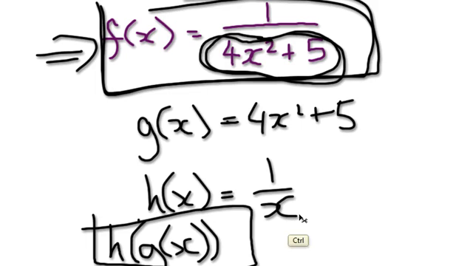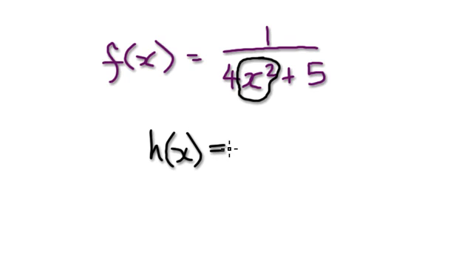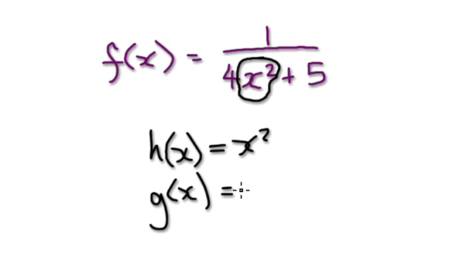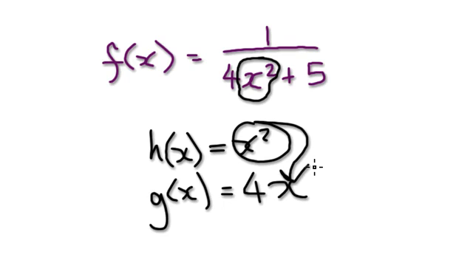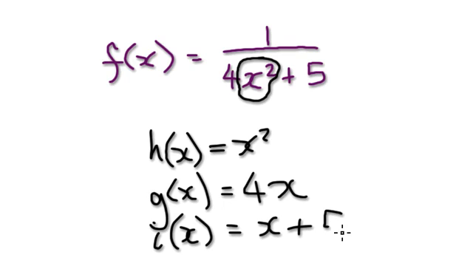Okay, there's not just one way of doing it. You could say that this here is a function. So you could say h of x equals, let's just say, x squared here. And then you could say, let's say g of x equals 4x. So later we're going to put this into the x here. That would give us this term here. And then you could say i of x equals x plus 5.